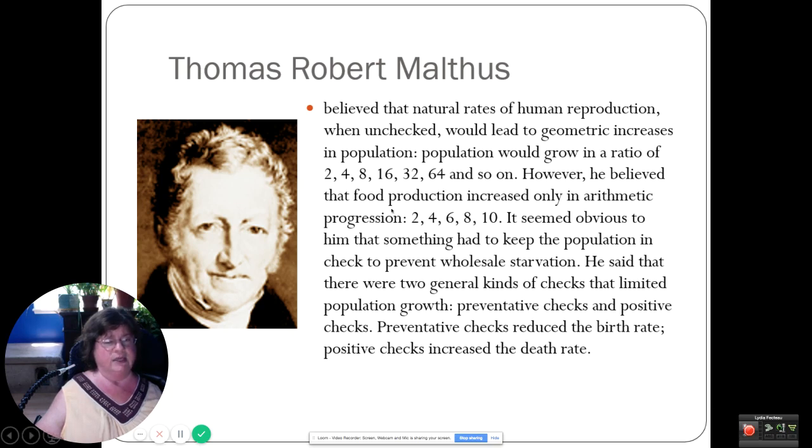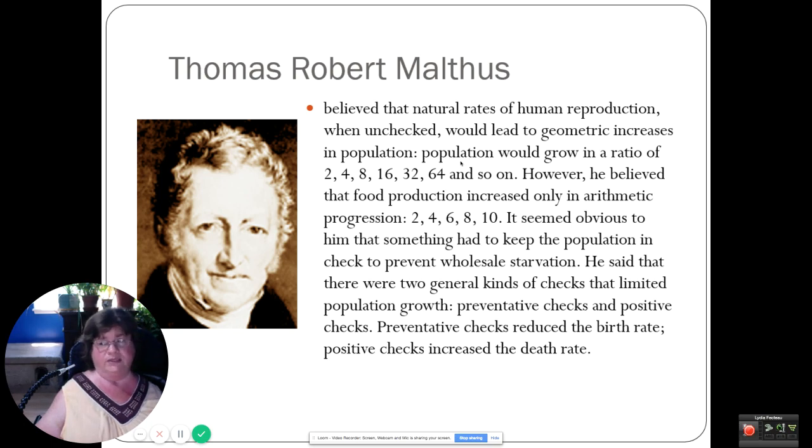So you can see these are times. 2 times 2 is 4, 2 times 4 is 8, 2 times 8 is 16, and so on. Where this one is plus. 2 plus 2 is 4, 4 plus 2 is 6, 6 plus 2 is 8, and so on. So it seemed obvious to him that something had to keep the population in check to prevent wholesale starvation.